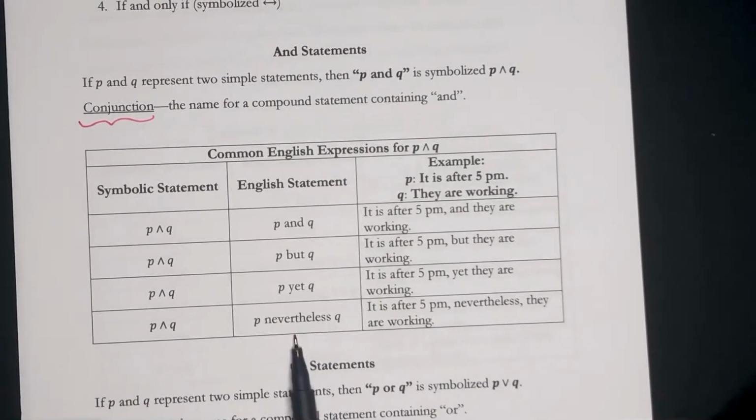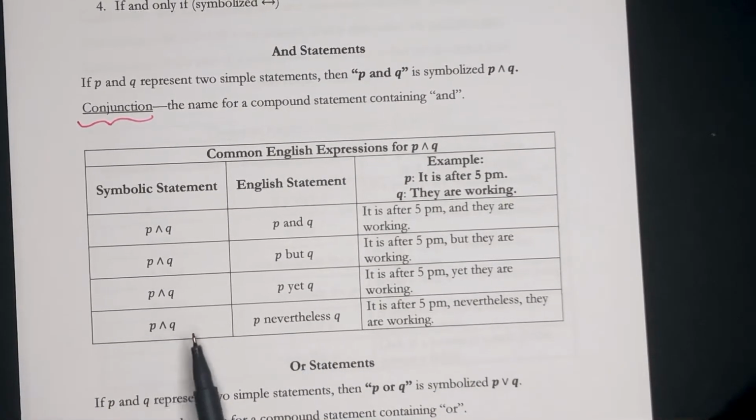And we also have nevertheless. P and Q is the same thing as saying P nevertheless Q. It is after 5 p.m., nevertheless, they are working. I hope you can see how all of these are saying the same thing. And as English speakers, we do have to be aware of this because often English doesn't translate into math very well because math is very precise and English is not. So we do have to be careful about that.